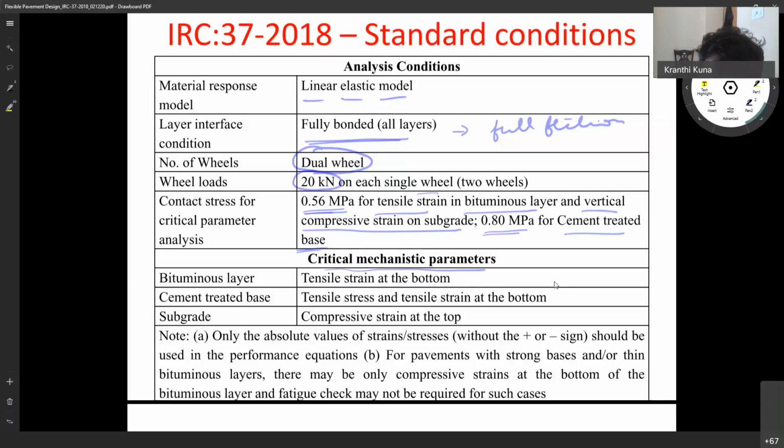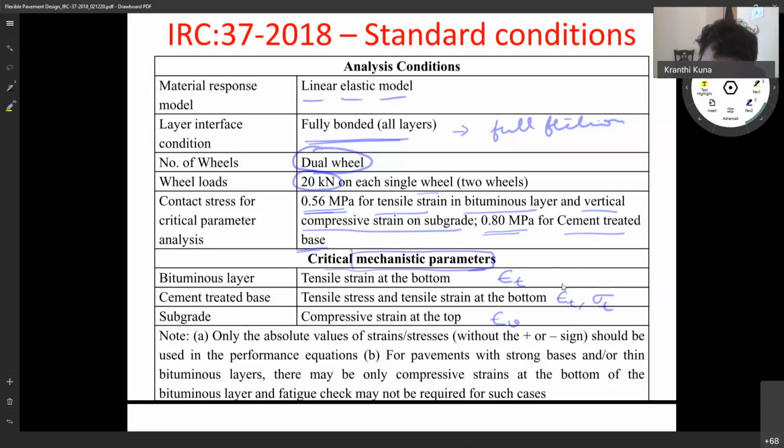The critical mechanistic parameters we are considering are, as we discussed, for the bituminous layer, tensile strain at the bottom of the bituminous layer. For cement treated base, it is tensile strain as well as tensile stress. For subgrade, it is vertical compressive strain at the top of the subgrade.